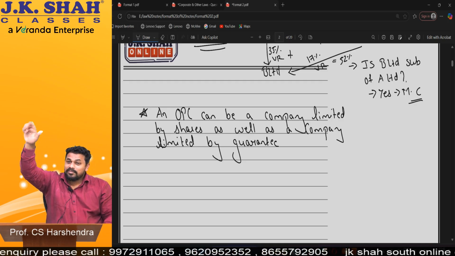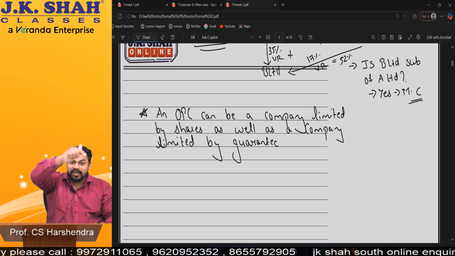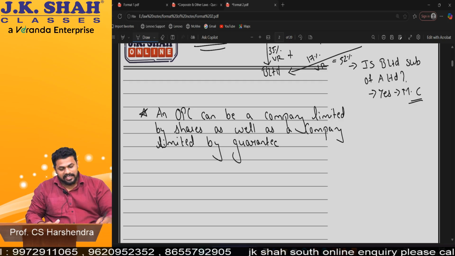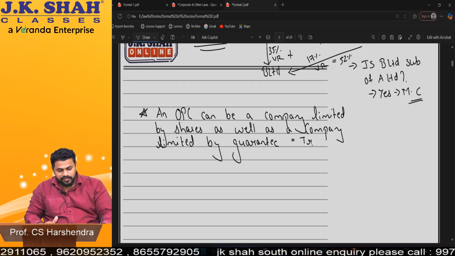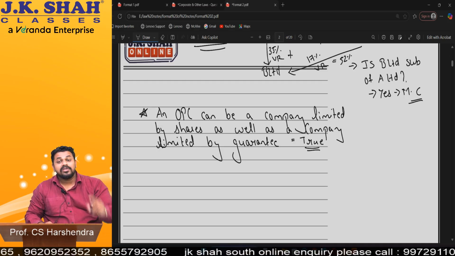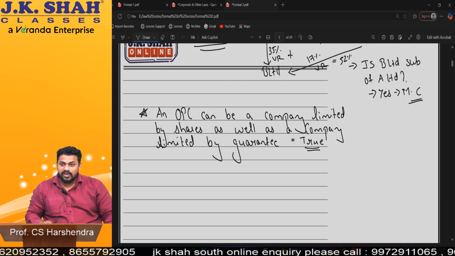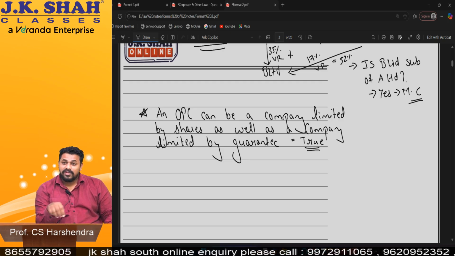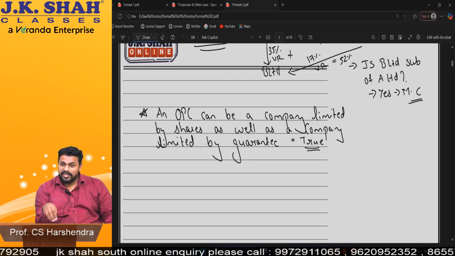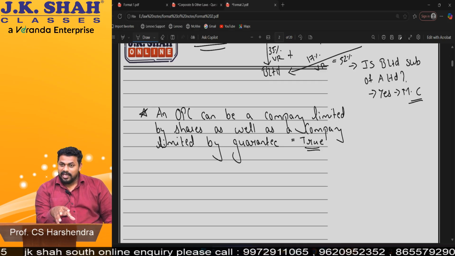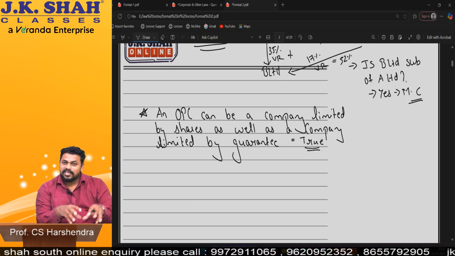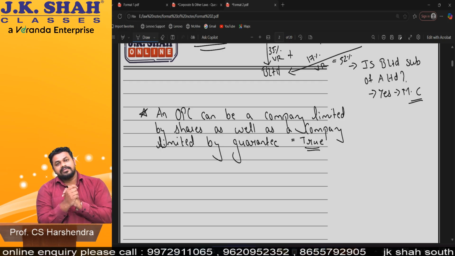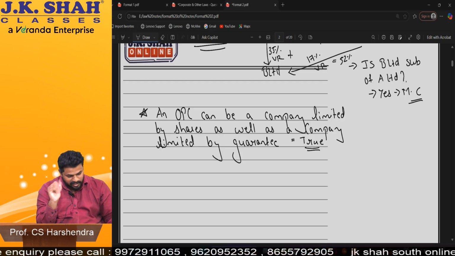A company can be a company limited by shares, limited by guarantee. It can also be an unlimited company. Am I clear with this? That is the reason for the answer. If the same question comes for 3 marks, you have to write what is OPC definition, and also write the classification of company on the basis of company limited by shares and limited by guarantee. Then you conclude that as it is a company, it can be a company limited by shares as well as a company limited by guarantee. Clear everyone? Yes, great.